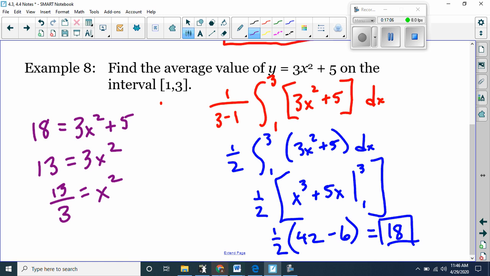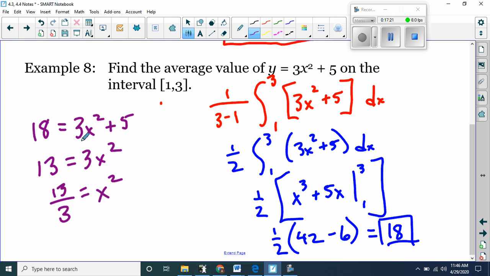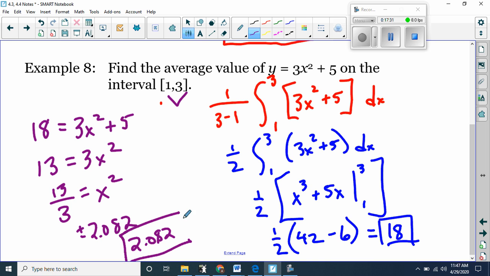Take the square root of both sides, square root of 13 over 3, is 2.082, technically plus or minus 2.082, but we're guaranteed a number somewhere in between 1 and 3. So the only one of those between 1 and 3 is 2.082. Anyway, that is section 4.3 and 4.4.